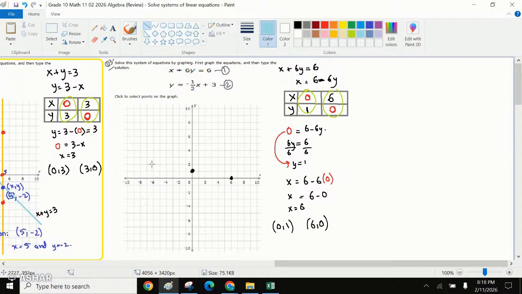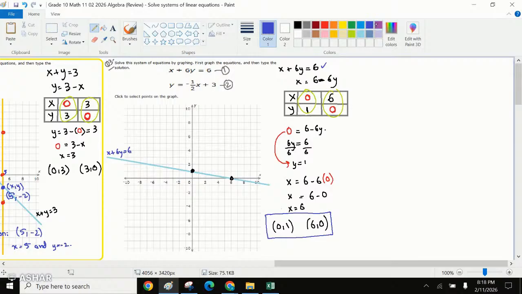Can we say this is the line that is being formed? The first point and the second point, and the equation for this line was x plus 6y equals 6. This was the equation, and these were the 2 points that we found.